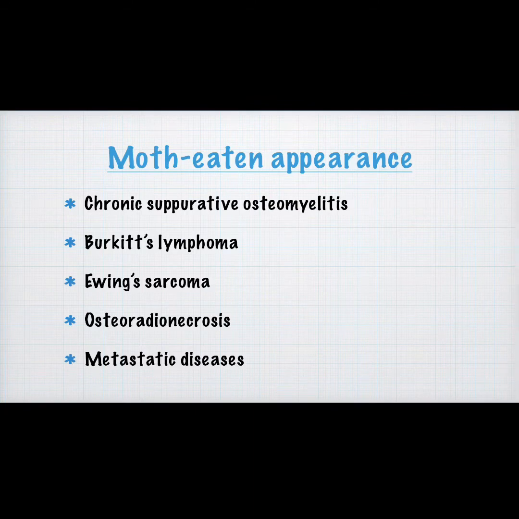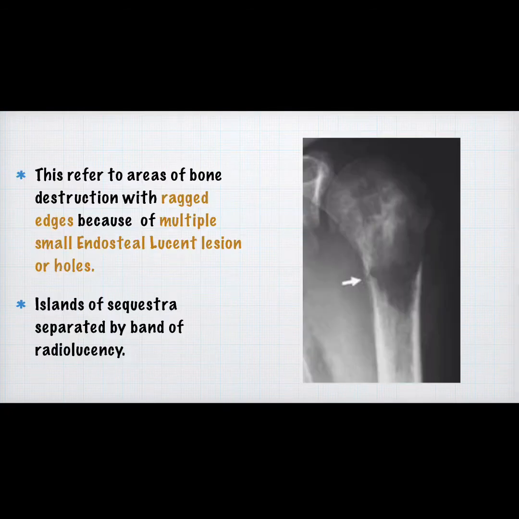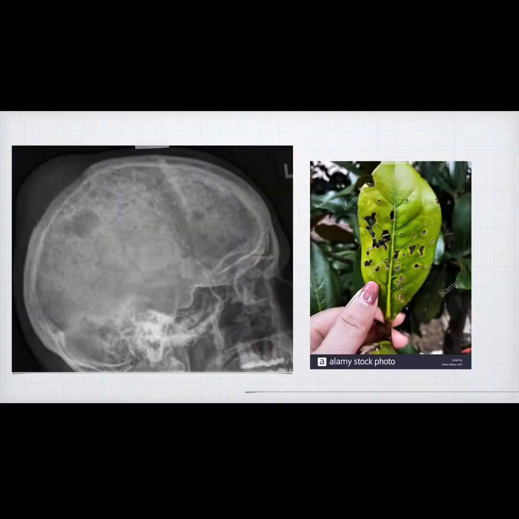Second one is moth-eaten appearance. This is seen in chronic suppurative osteomyelitis, Burkitt's lymphoma, Ewing sarcoma, osteoradionecrosis, and metastatic diseases. In this, the lesion will show ragged edges, which is because of multiple small radiolucent lesions or holes. The name moth-eaten is basically because of the irregular boundary of a lesion, which can be seen in radiographs.